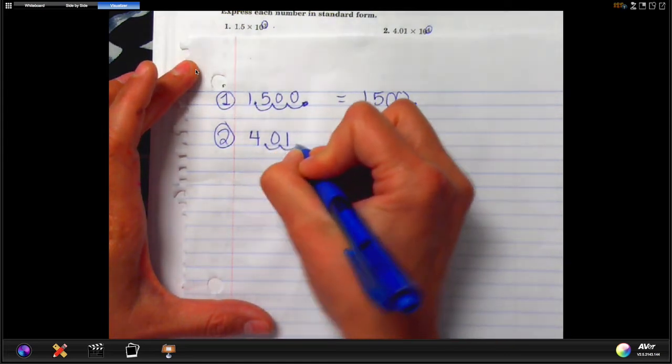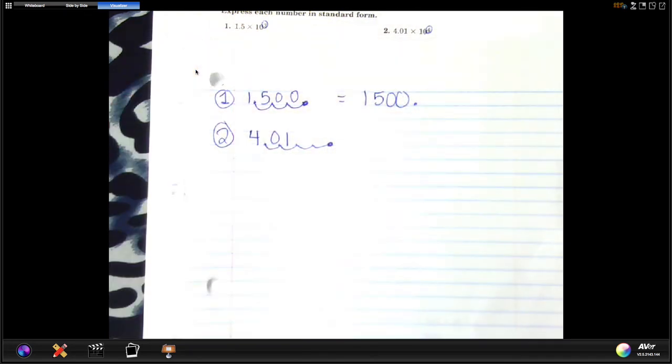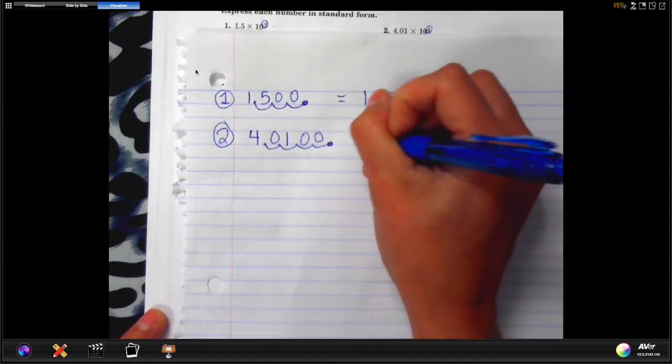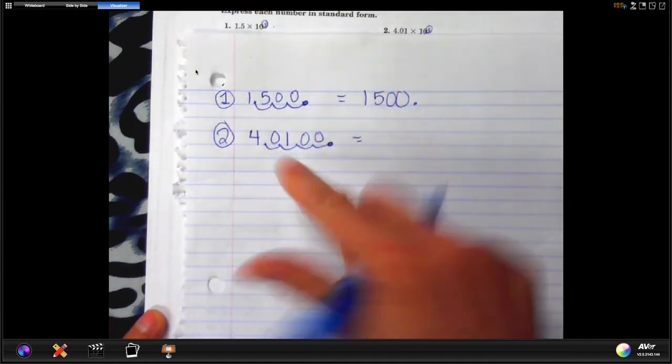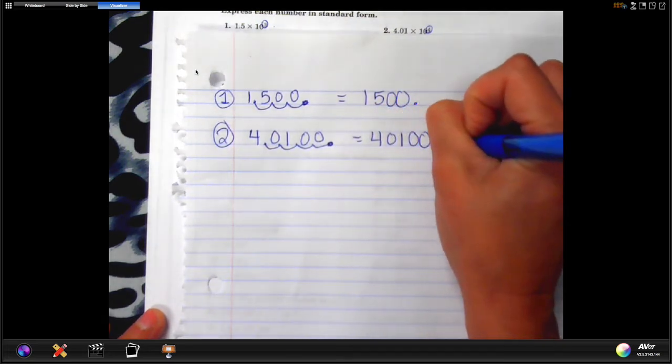1, 2, 3, 4. I have 2 empty spots. I will fill those, if they're empty, with zeros. And then you rewrite it so it doesn't look like this hot mess: 4, 0, 1, 0, 0, and your decimal's at the end.